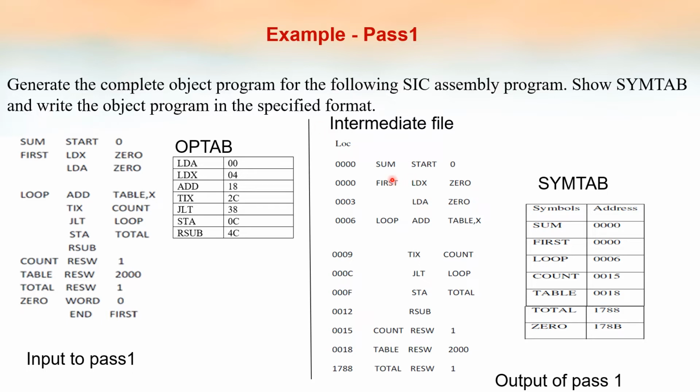And one more thing pass 1 does is it checks the opcode field and validates the opcodes, which means it will check each opcode. START is an assembler directive, not an opcode, so it will not check that one. See here, LDX is an opcode. It will check and validate LDX, whether it is there in the OPTAB. See here, LDX is there in the OPTAB. That means it is valid. So it just validates the opcode.